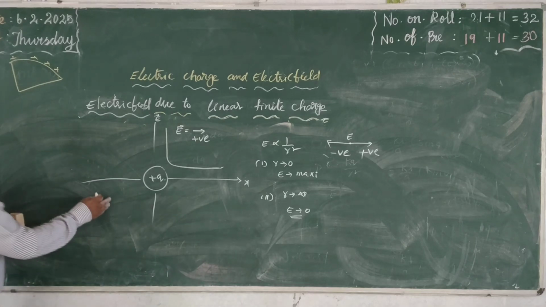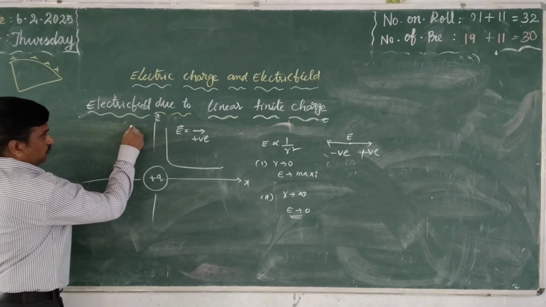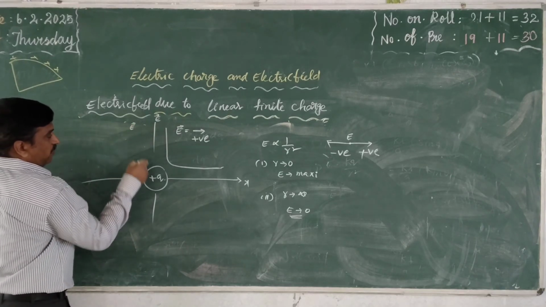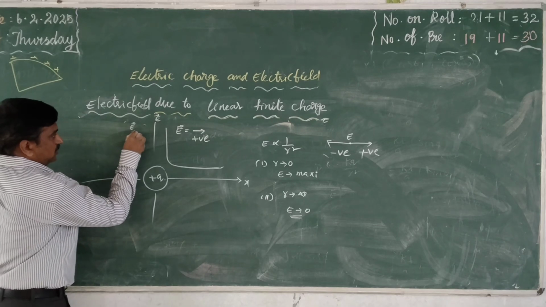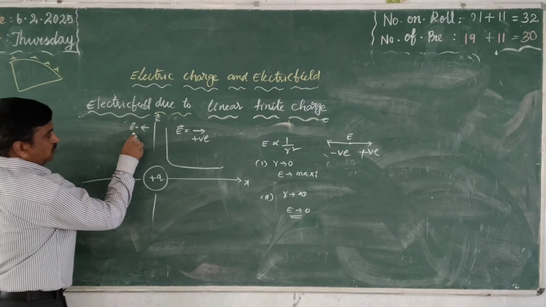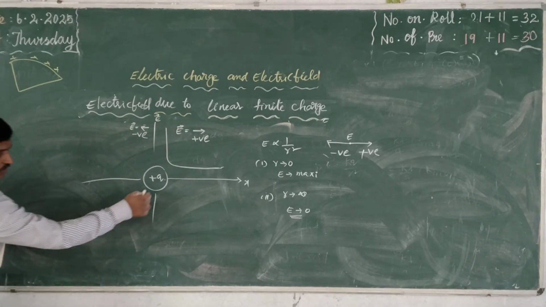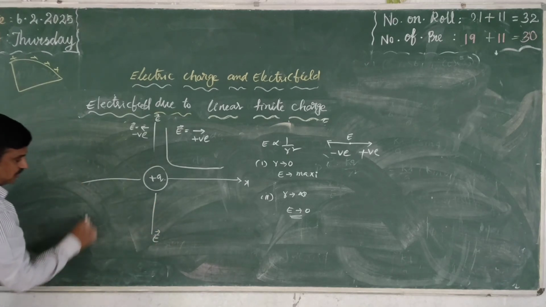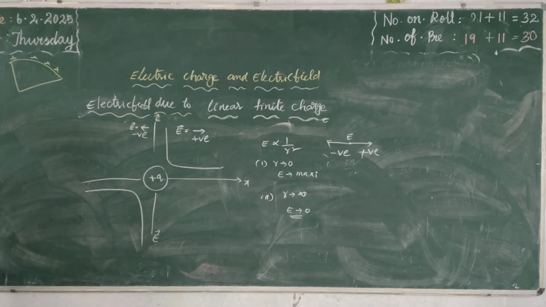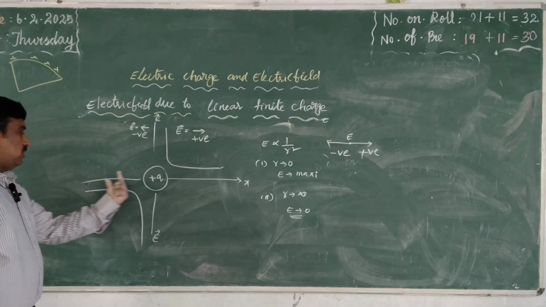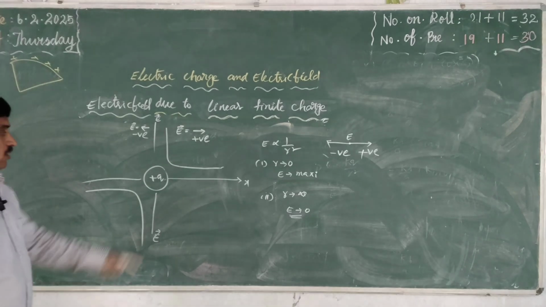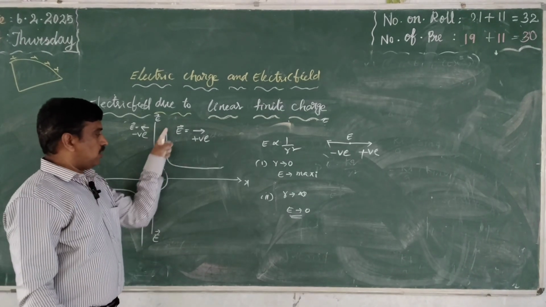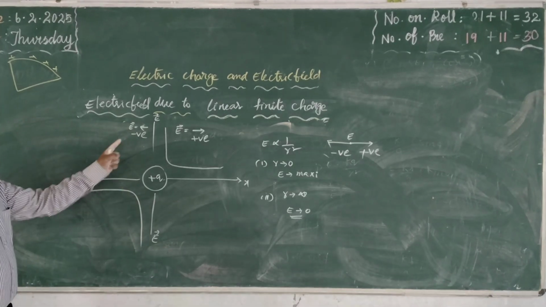For example, on this side the electric field is outwards, away from the charge. Away from the charge means this is the direction of the electric field, so we take it as negative. This is the negative electric field. So this is the graph for a positive charge. The right side is positive, and on the left the electric field is negative, because it is away from the charge.